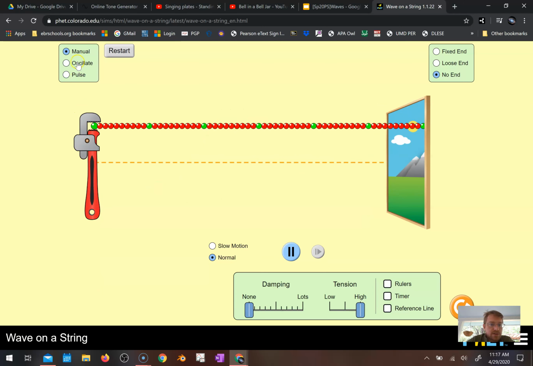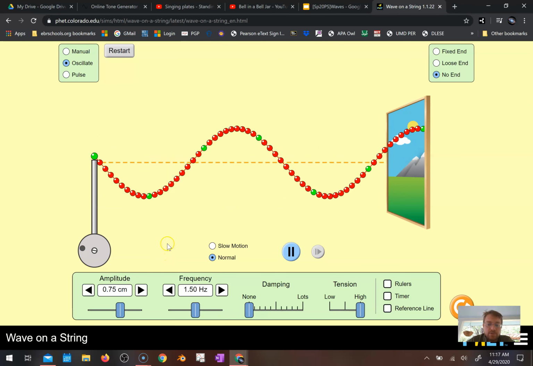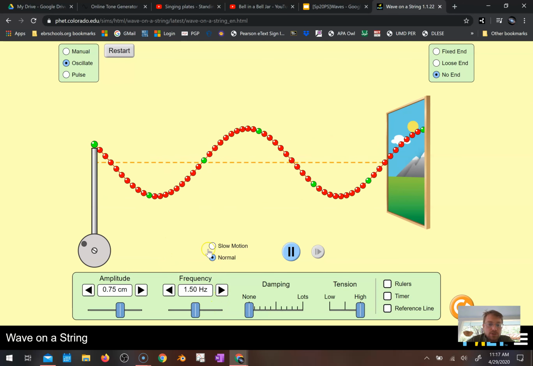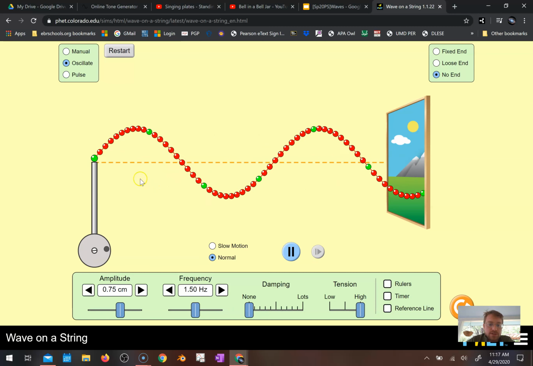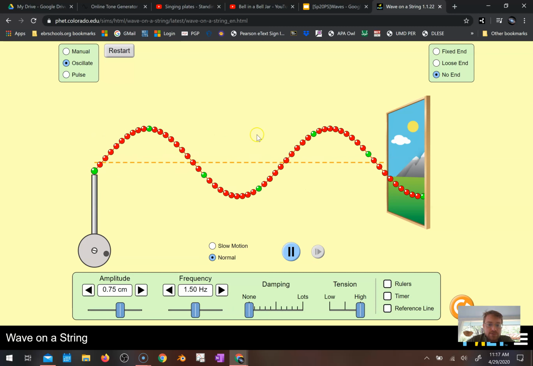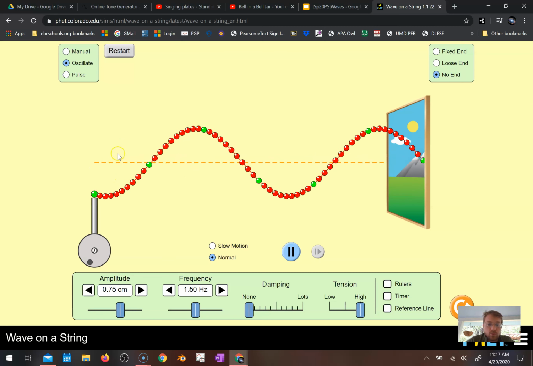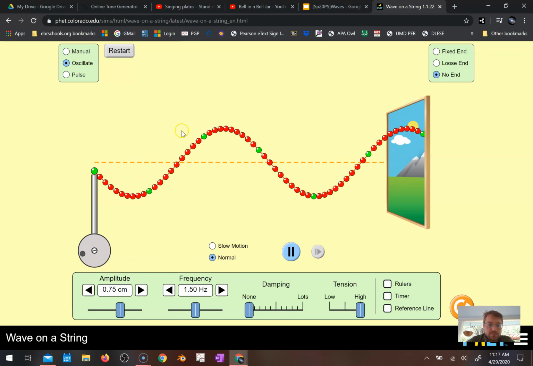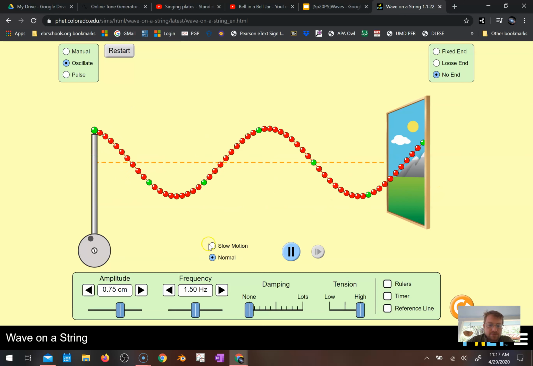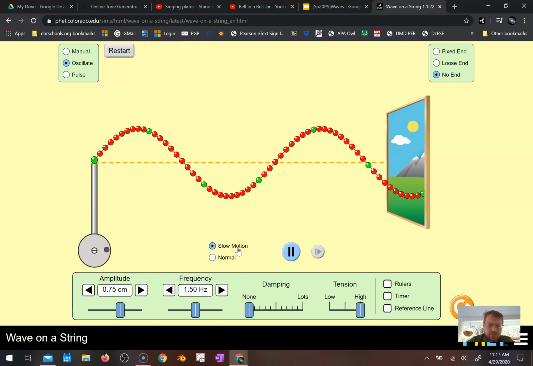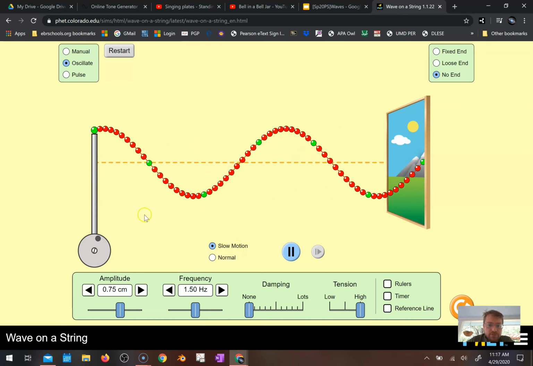And I actually have a setting where I can set it to oscillate, which just means move back and forth. And now we get the picture that's more closely related to the pictures I showed you earlier of this up and down wavy motion that has crests or peaks at the top and valleys at the bottom. And we can slow this down and take a closer look at the wave.